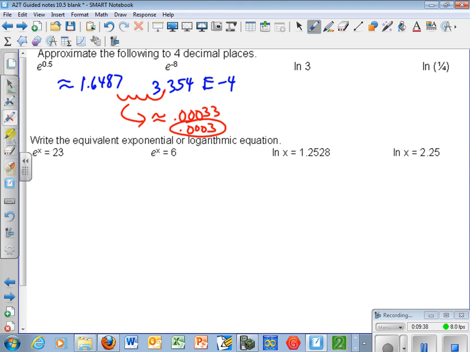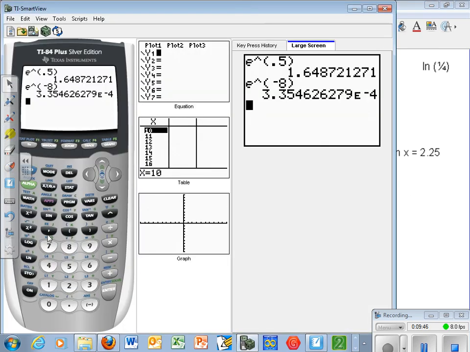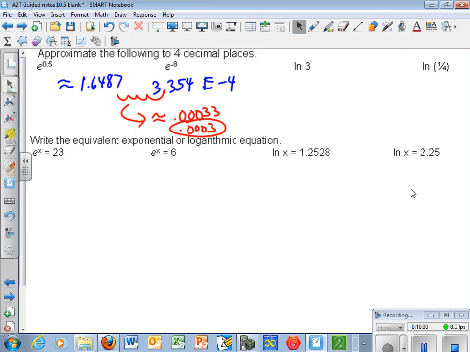Now we're going to do ln, which means natural log. We're going to do the natural log of 3. So if I come over here, now I'm just going to hit my ln button. I want the natural log of 3. So if we hit enter, it's 1.098, so it's approximately 1.0986. And remember, what that really means is natural log is base e.